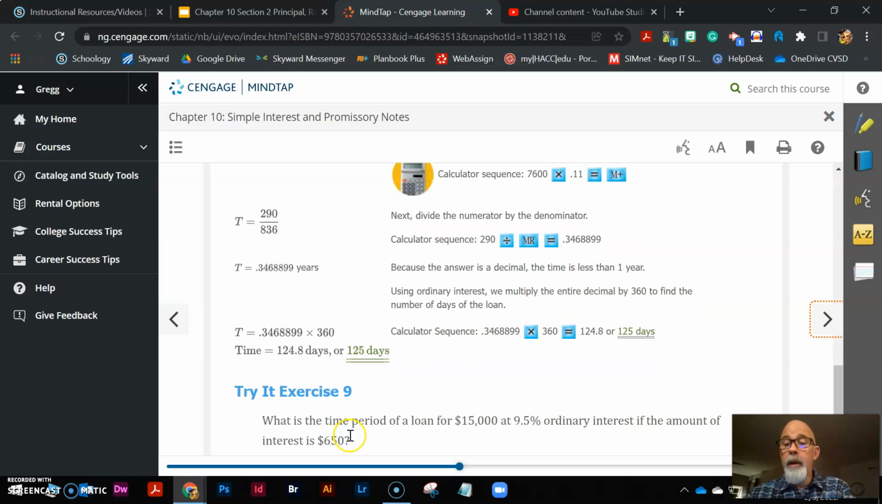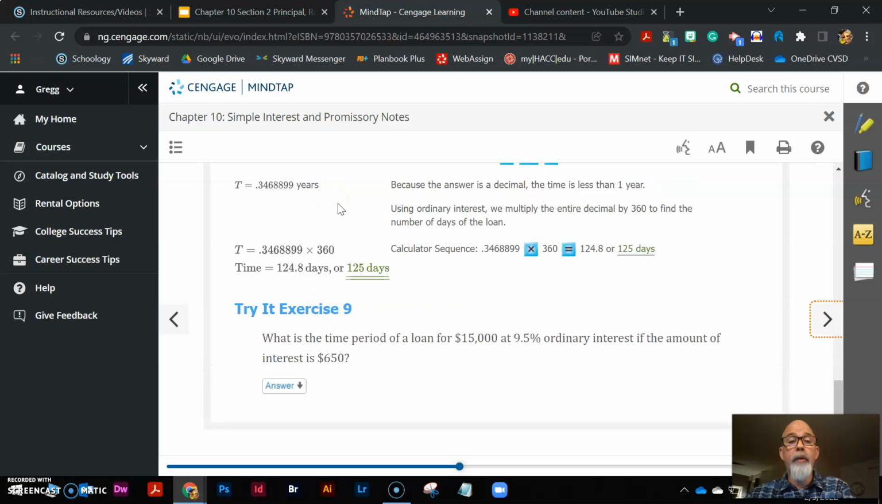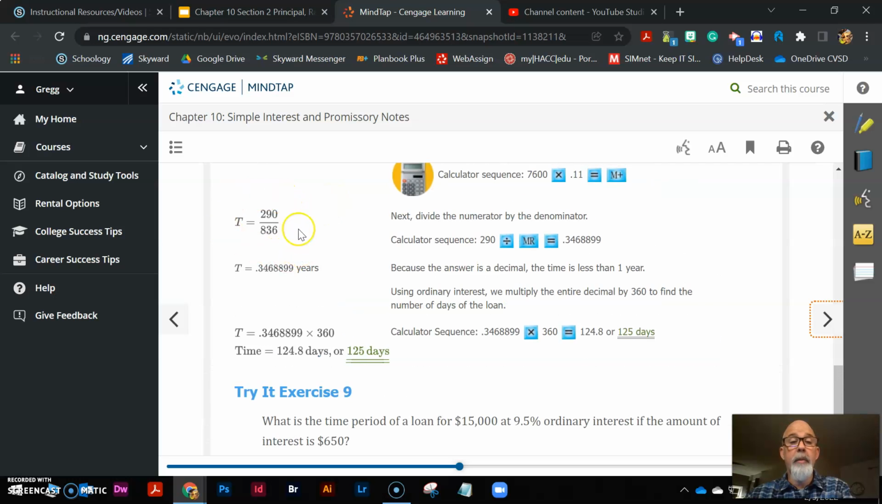So again, this is when you're going back and working on solving for the time period. It is straightforward, but the only thing you have to remember is that you have to do that additional multiplication once you solve this part right here.